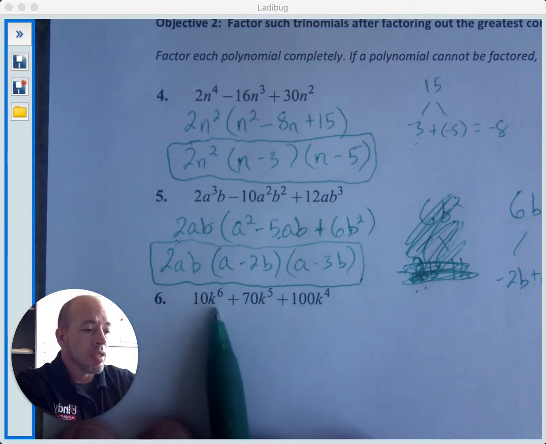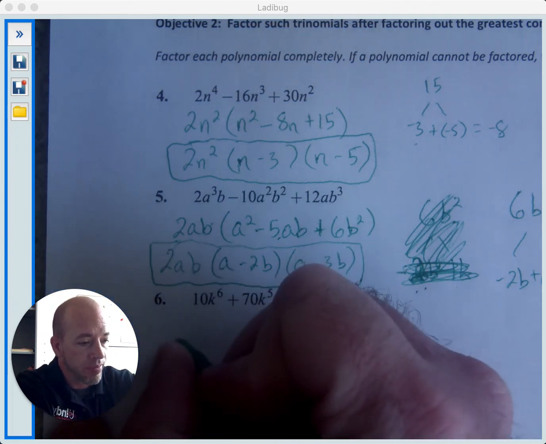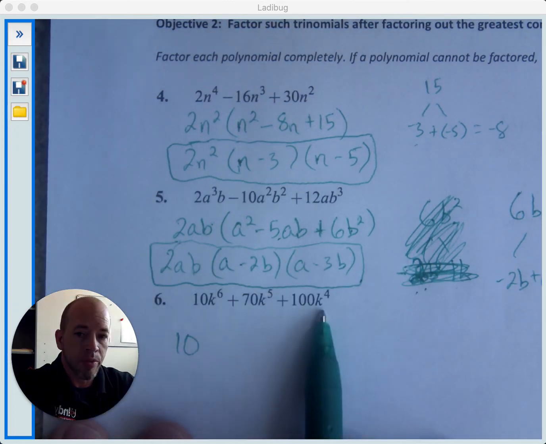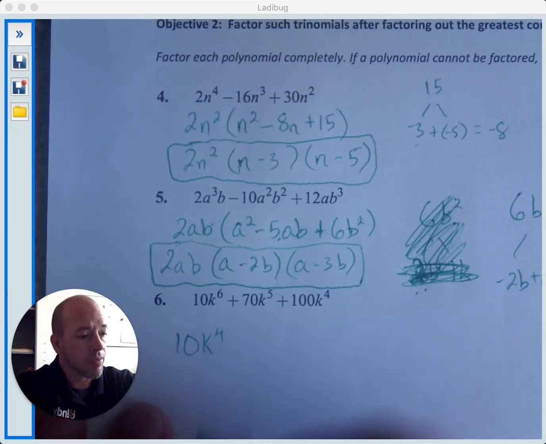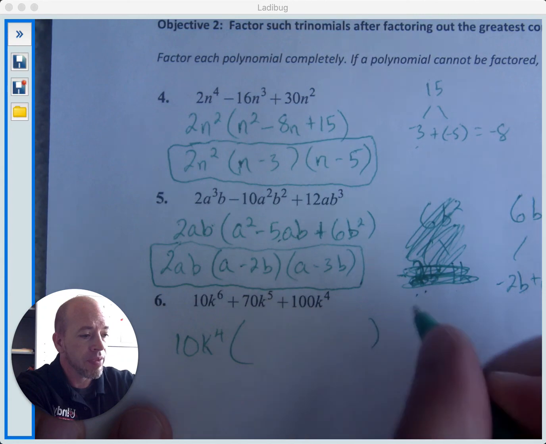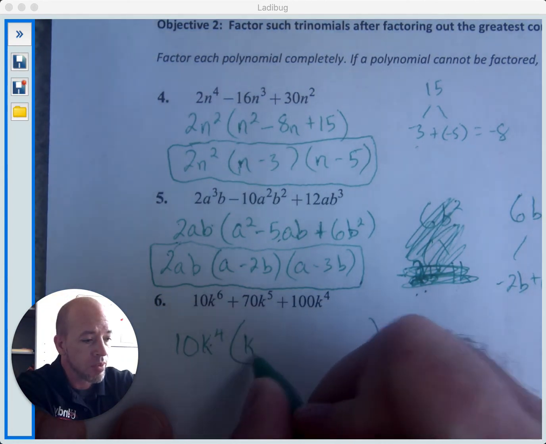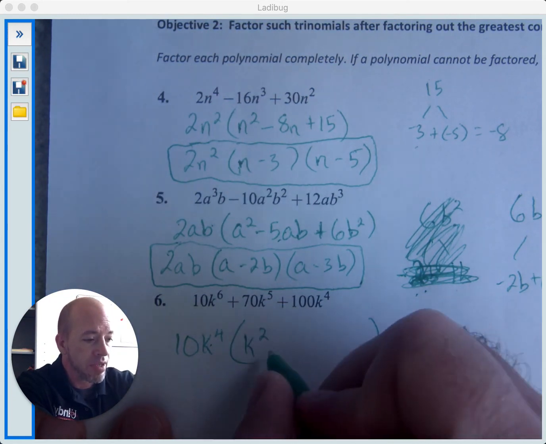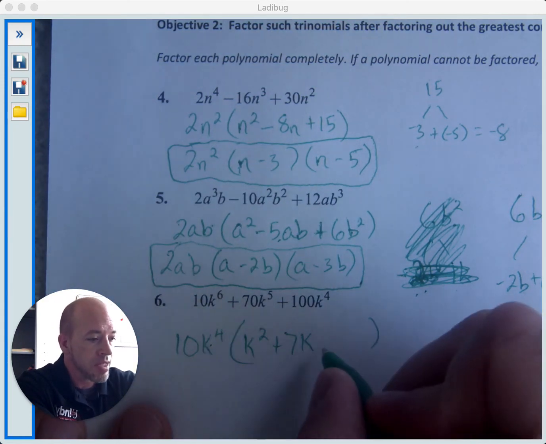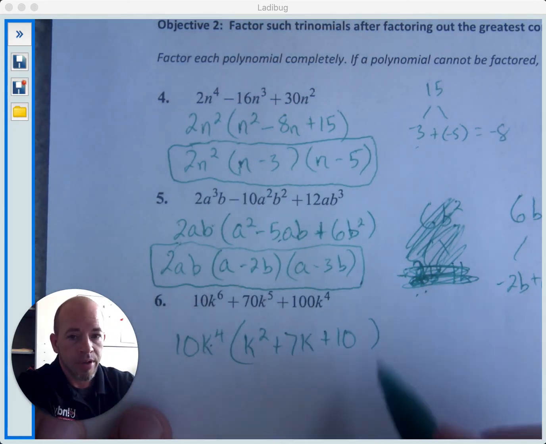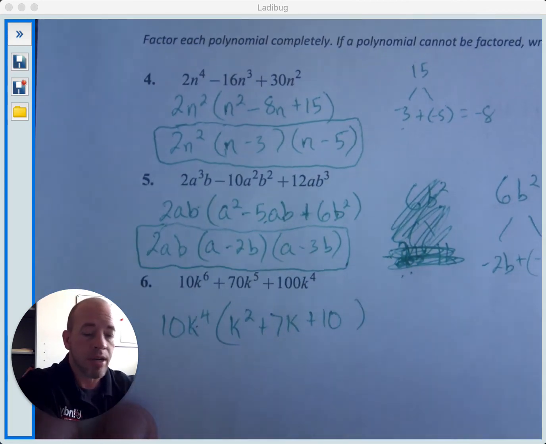So let's see, we have a trinomial. 10 will go into all three of those. K to the 4th will go into all three of those. So we factor out the GCF first. Then we see what we're left with. So we take a 10k to the 4th out of 10k to the 6th, we're left with a k squared. 10 times 7 is 70, k to the 4th times k is k to the 5th. 10 times 10 is 100, and we already have the k to the 4th. So that's our trinomial.